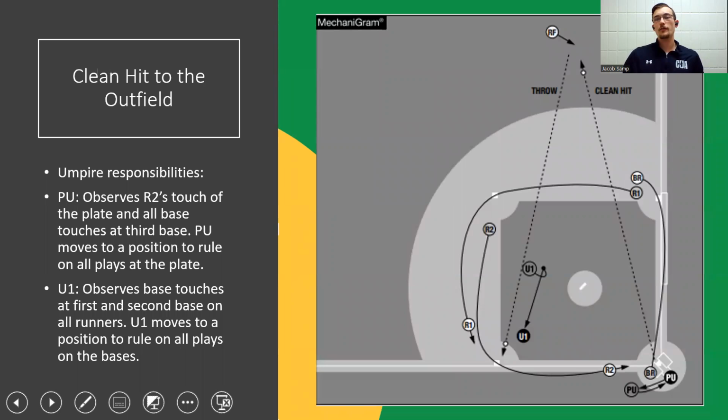On clean hits to the outfield, this is not a rotation like we had with R1 only. Plate umpire, we're going to assume that on a clean hit, R2 will score from second base. That said, we need to keep the plate umpire home. And so U1 will have the responsibility of R1 and their touch at second base and any subsequent play at third base, as well as the batter runner's touch at first base and any subsequent play at second base. Plate umpire still would have general responsibility on overthrows.